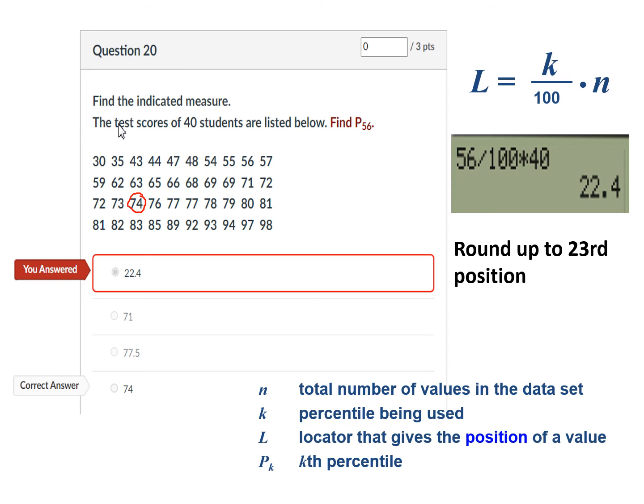This is the location, not the number, the location of the number. You're told in your PowerPoint to always round up. So I'm going to round up 22.4 up to 23. The location of the number is in the 23rd slot. There's 10 numbers, there's 20 numbers, 21st, 22nd. There it is, the 23rd number, 74. You found the location. You can find the numbers. Just find a test score that represents the 56th percentile.